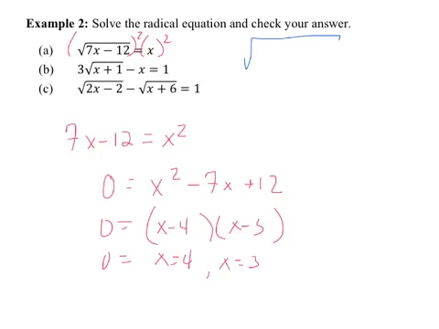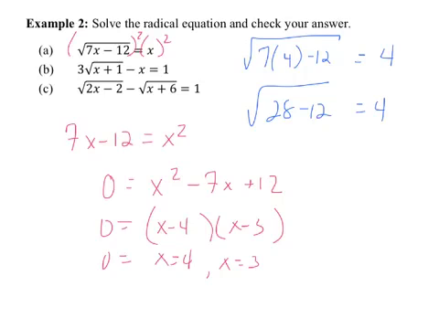So the first one I'm going to check is going to be the radical of 7 times 4 minus 12. Well, that's got to equal 4. Let's see, that's the first check. So this is going to become radical 28 minus 12 equals 4. 28 minus 12 is 16. Well, is radical 16 4? It is. So 4 works.